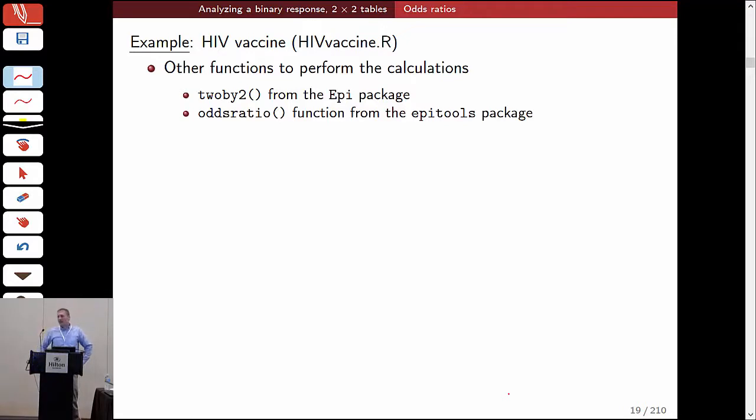What I did is I gave you the by-hand way to do some of these calculations, where we actually program the formulas into R. There are more automated ways to do this, both one from the Epi package and one from the epitools package. These are user-contributed packages.